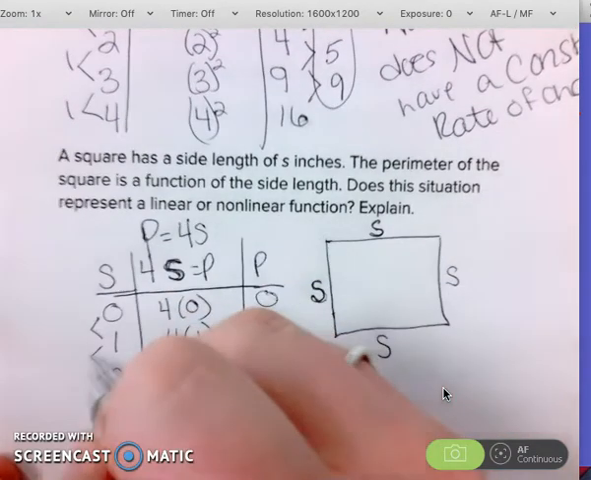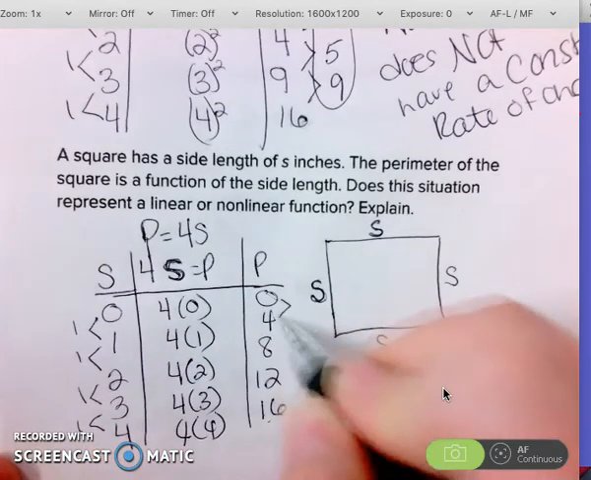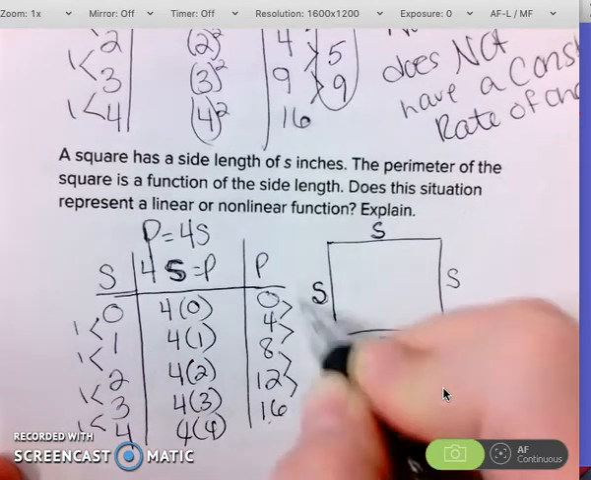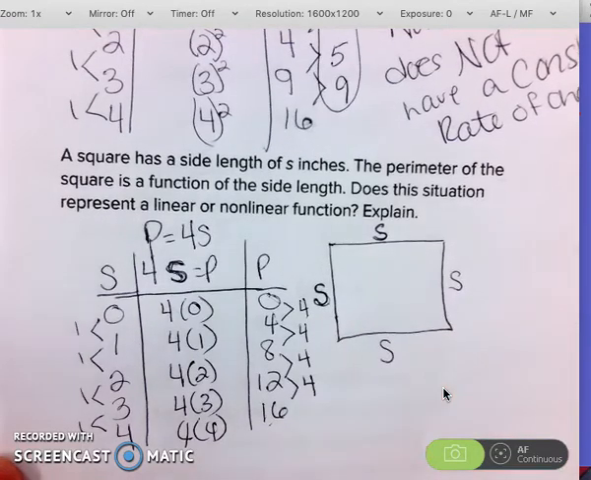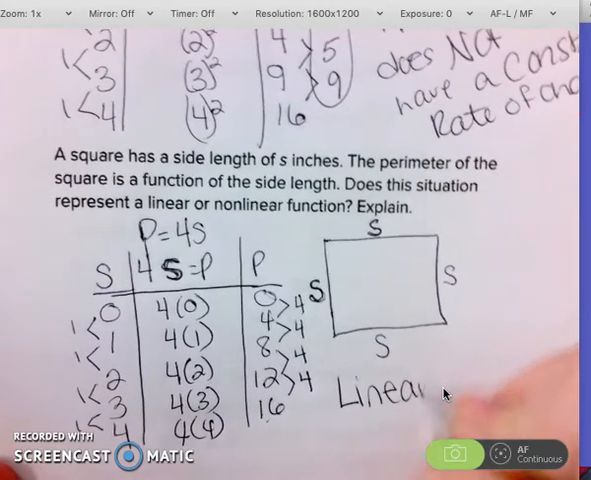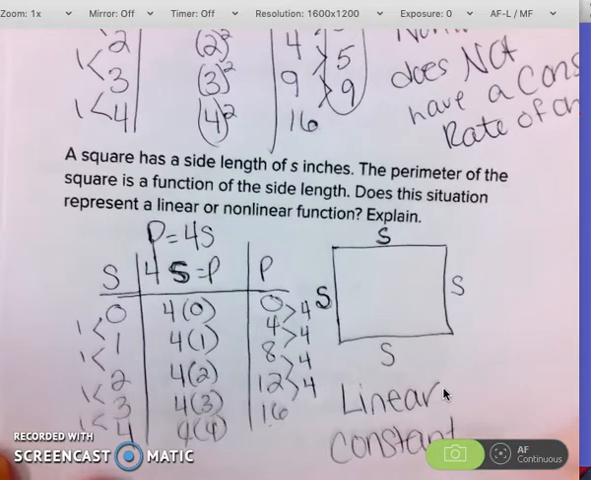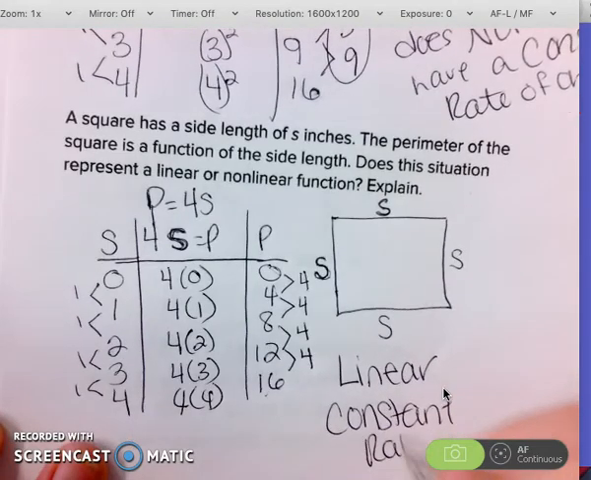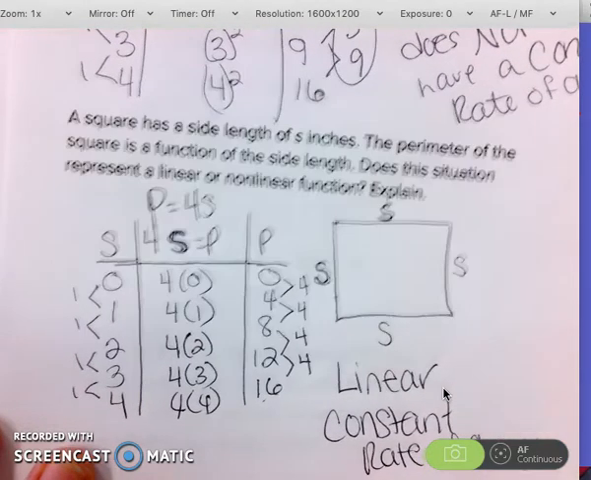We're going to find the rate of change. And the rate of change, we're adding 4 each time here. Okay, so this is linear because it's a constant rate of change. Okay.